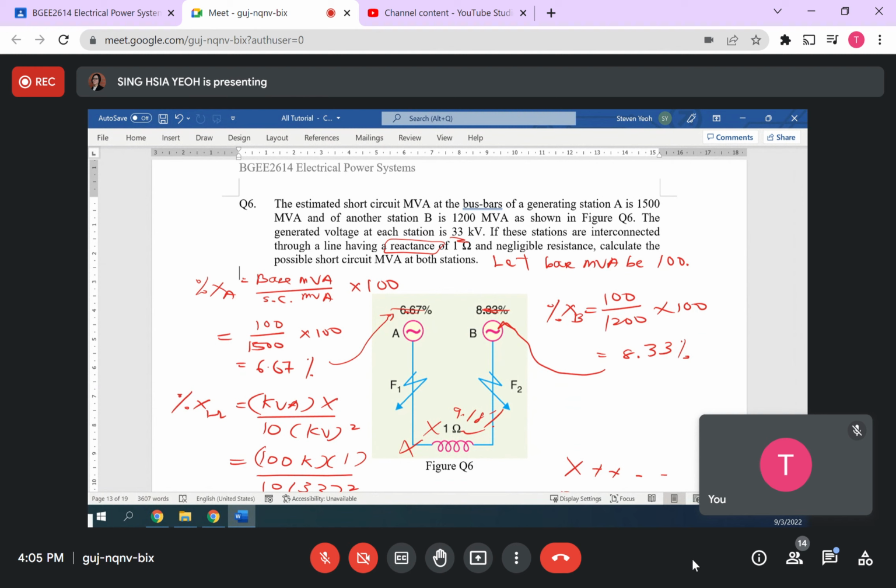Okay. You all type anything? I believe it is in the notes.